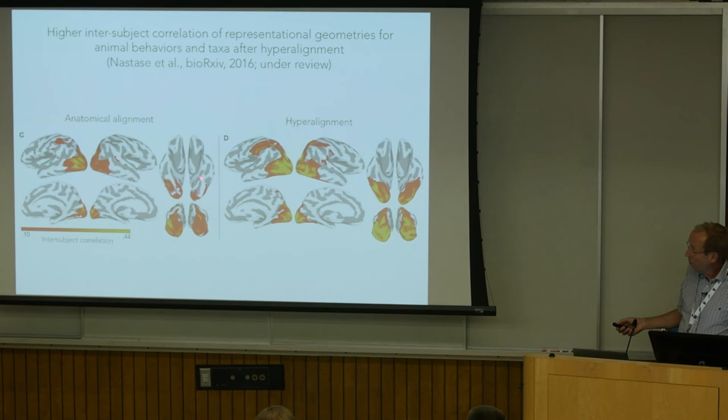I just want to show one thing, though. He did hyperalignment based on responses to the Nature documentary, and then looked at the between-subject correlation of representational geometry for these stimuli that have different animal behaviors and different animal taxa. And he got what we showed with the other movie, which is about a doubling of the between-subject correlation of representational geometry. So this is just another example that this works.